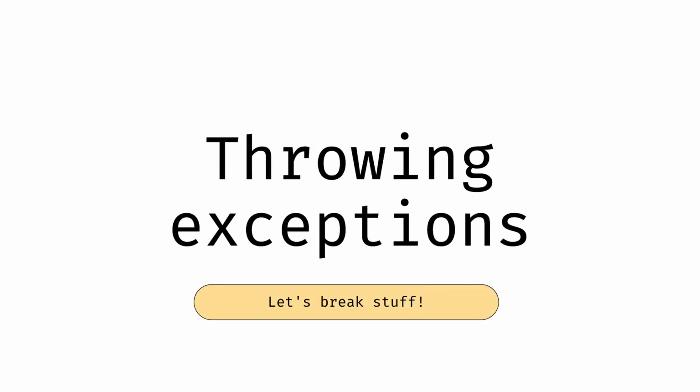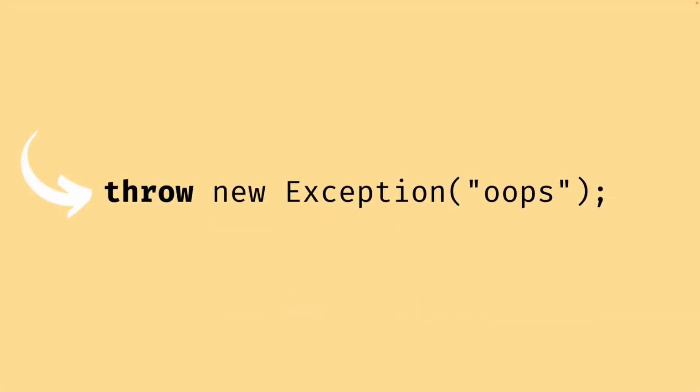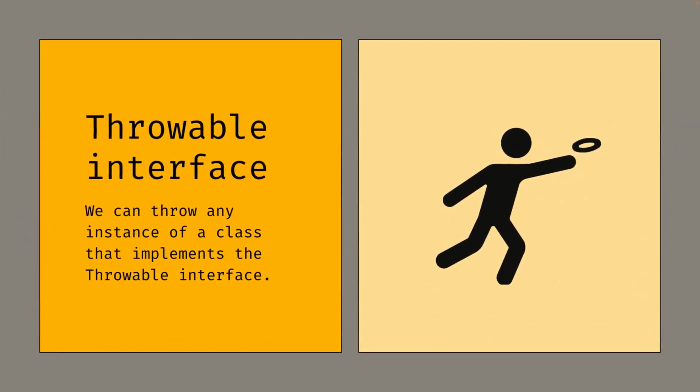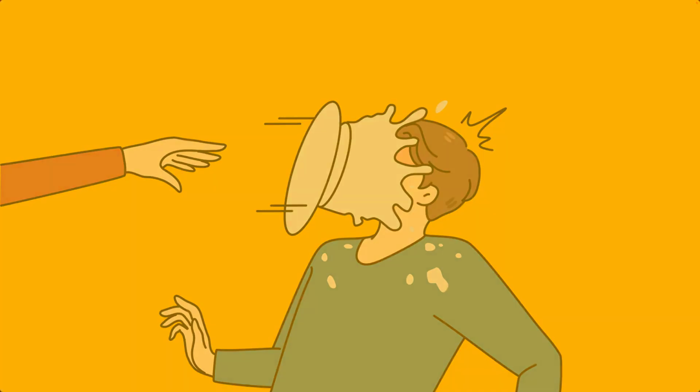Let's break stuff. In this video, we'll look at how to throw exceptions in Java. Throwing an exception is done with the throw keyword. We can actually throw anything in Java that implements the Throwable interface. But even though you can throw it, it definitely doesn't mean you should.